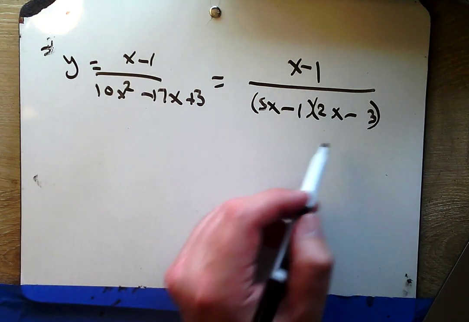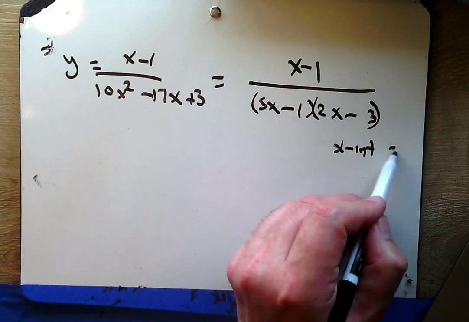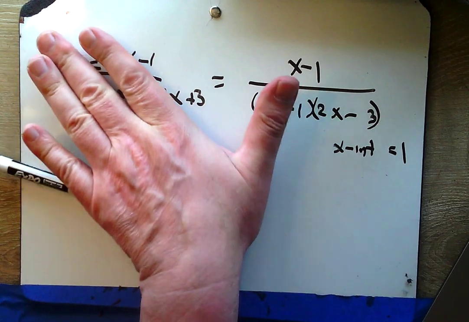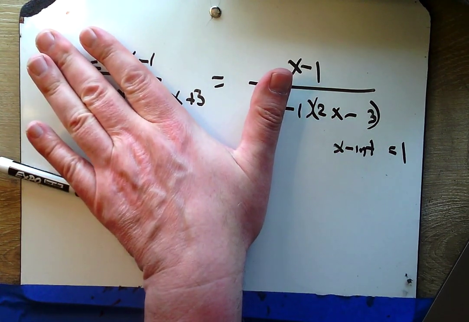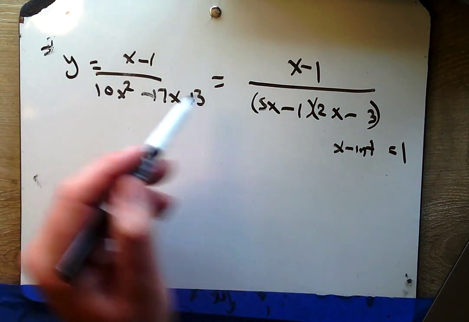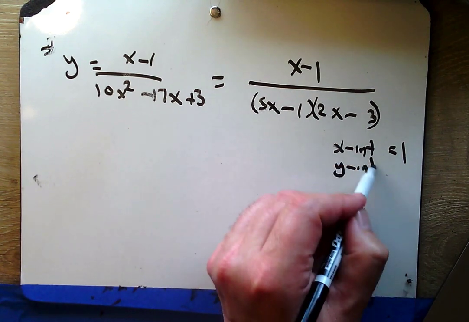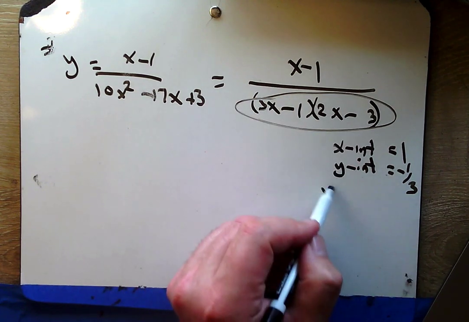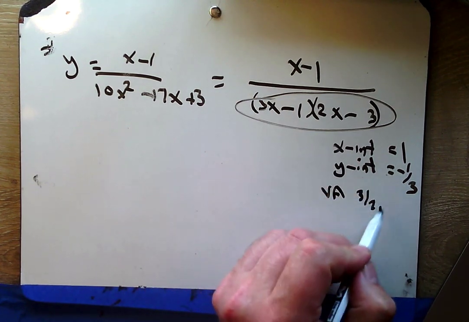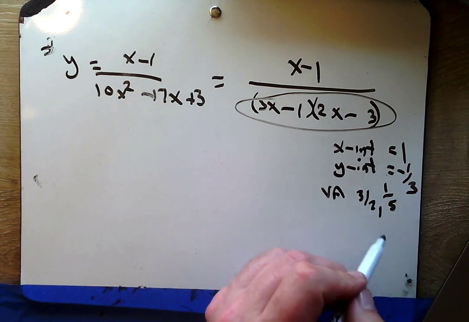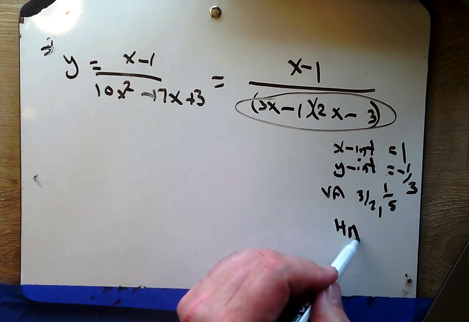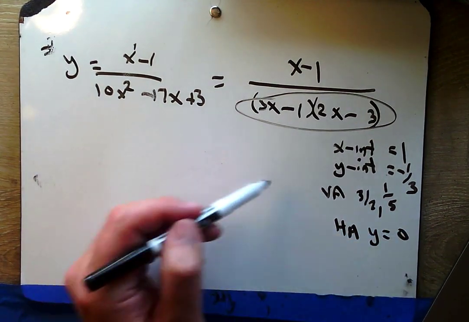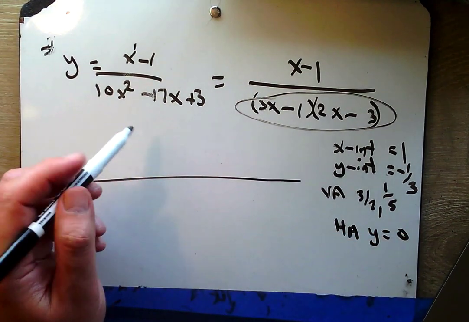I see an x-intercept at 1. I see a y-intercept. It's easier to see that over here, negative 1/3, when I plug zeros in for all those x's. I can see my vertical asymptotes here. Vertical asymptotes at 3/2 and 1/5. And my horizontal asymptote, because the degree here is 1 and the degree here is 2, my horizontal asymptote is y equals 0. So let's graph what we've got.